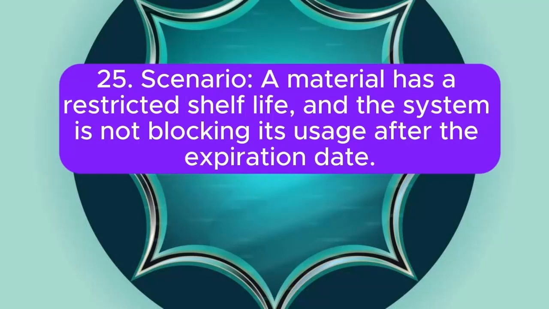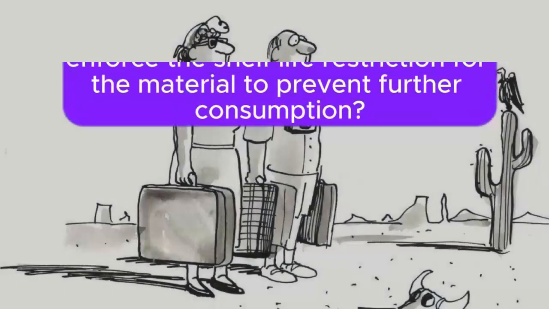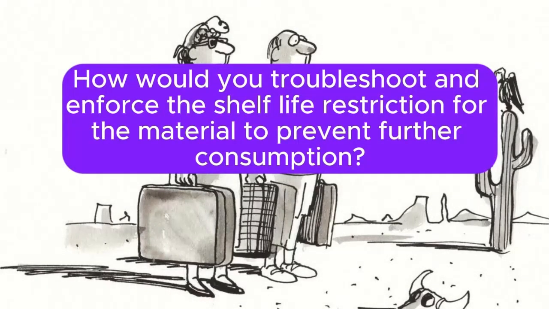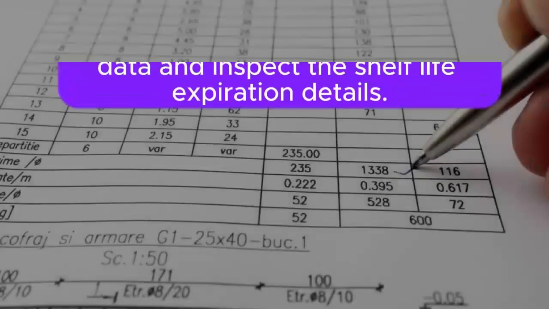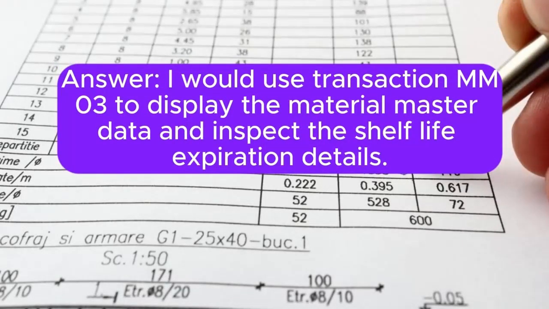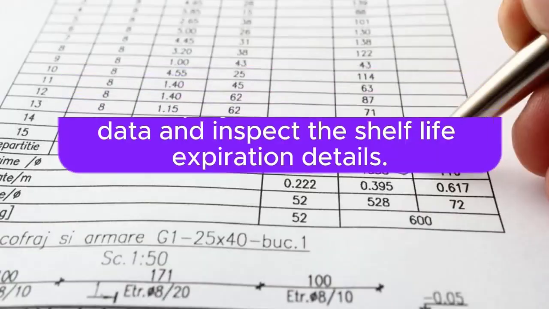Scenario: a material has a restricted shelf life, and the system is not blocking its usage after the expiration date. How would you troubleshoot and enforce the shelf life restriction for the material to prevent further consumption? Answer: I would use transaction MM03 to display the material master data and inspect the shelf life expiration details.